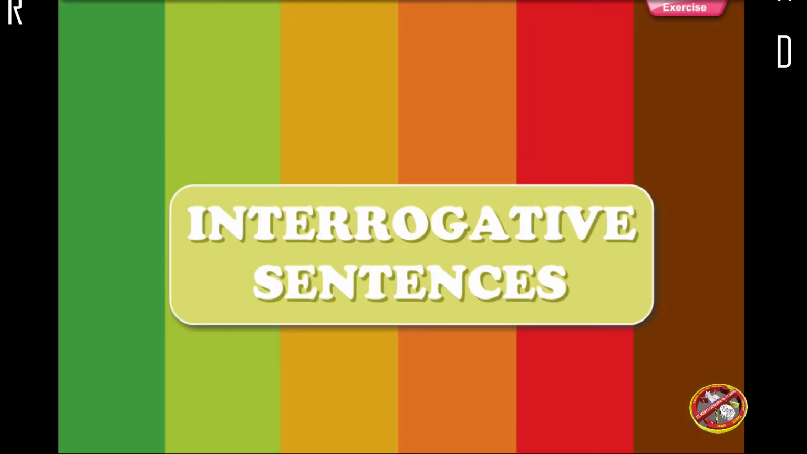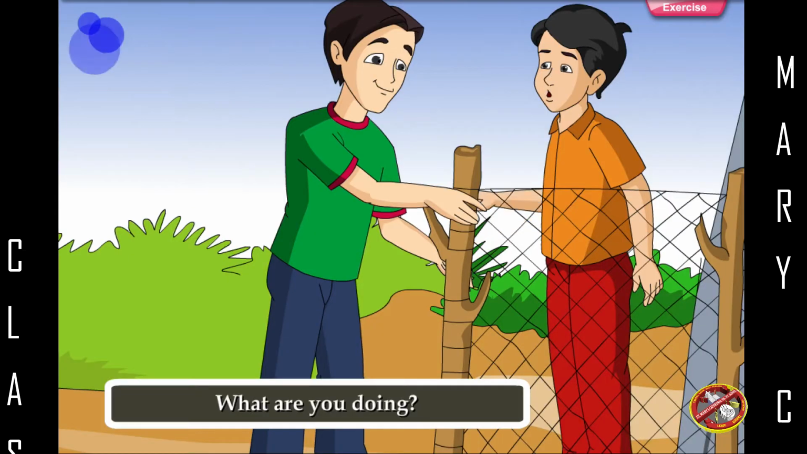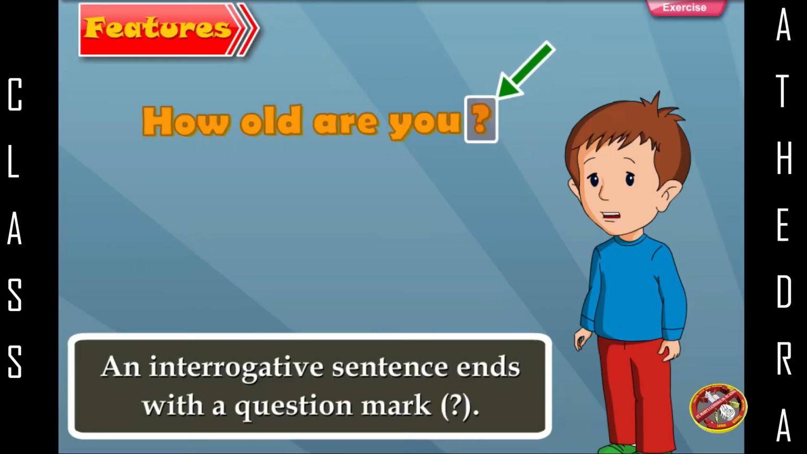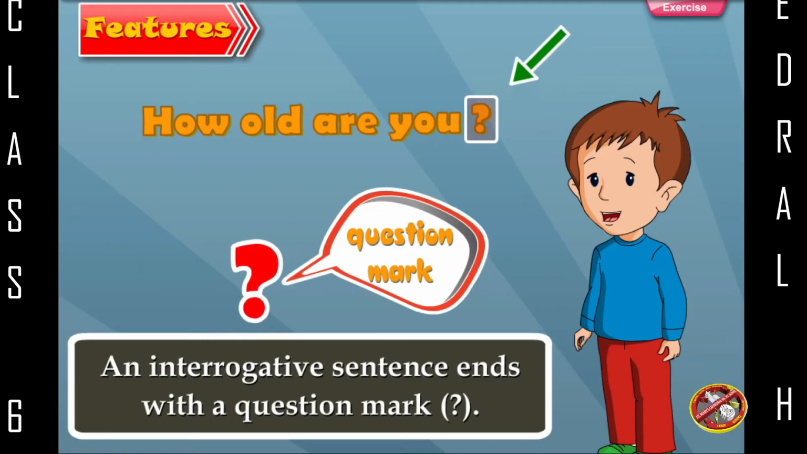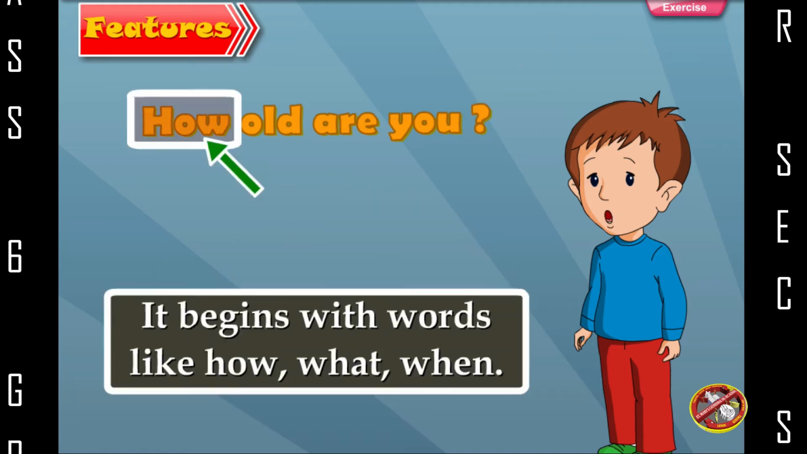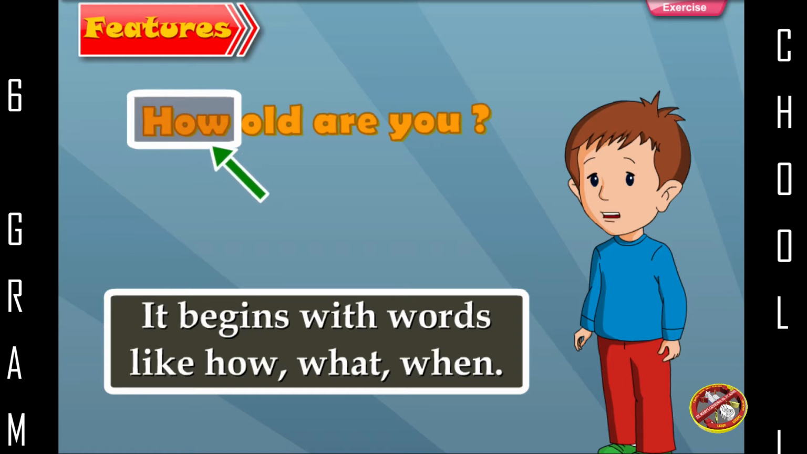Interrogative sentences. A sentence that asks a question is called an interrogative sentence. Example: What are you doing? Features. An interrogative sentence ends with a question mark. It asks something. It begins with words like how, what, when.